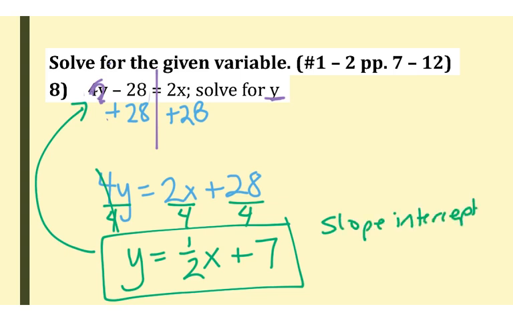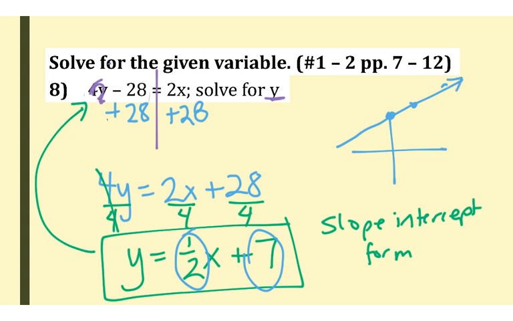And again, the reason why we care about that is because if it's in slope-intercept form, then we know this is the slope and this is the y-intercept, so I could graph it. I'm going to start at 7. I'm going to go up 1 and over 2, up 1 and over 2, so my graph is going to look like that. And that's why I want to get it in that form.